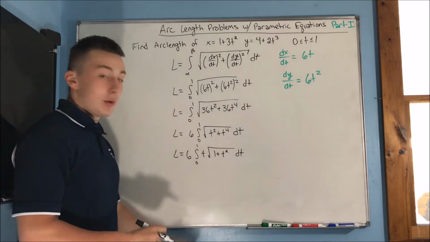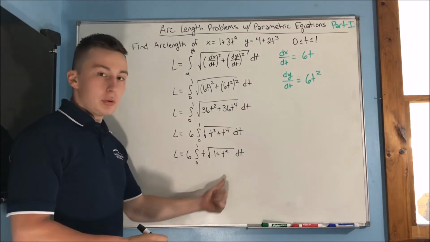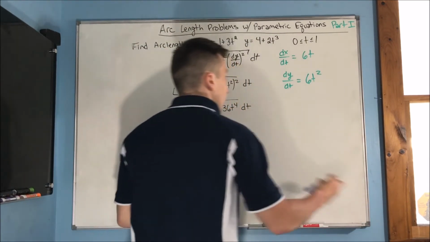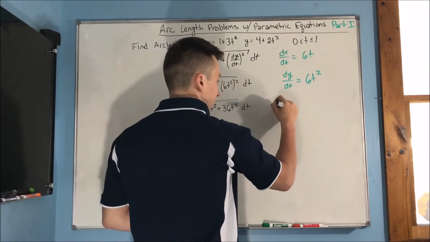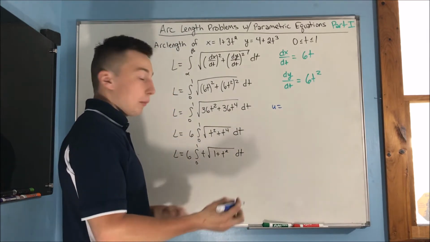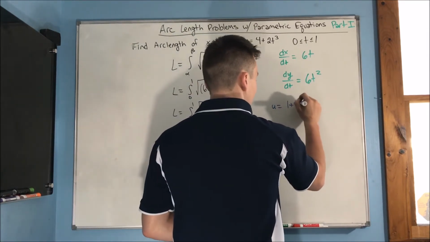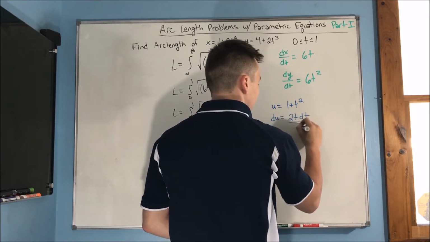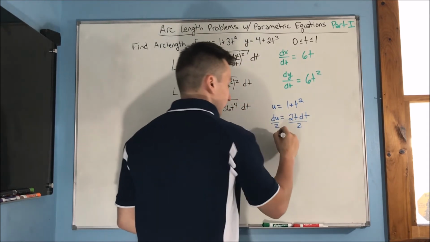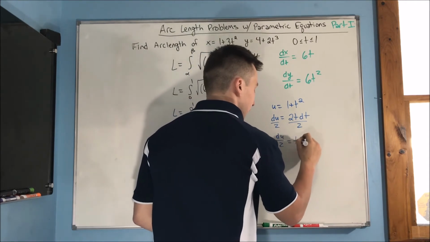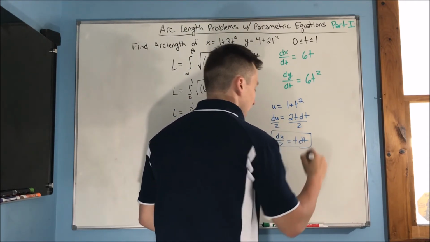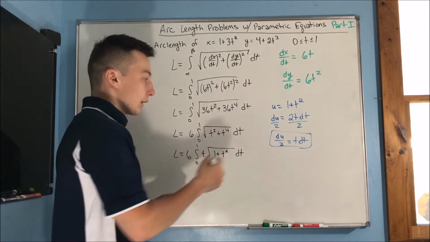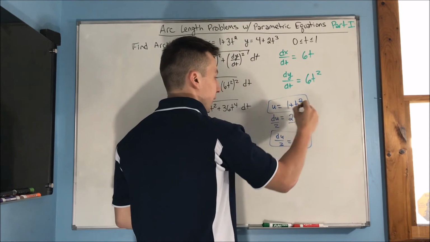Alright, cool. Now what do I need to do? Well, this is just a simple u substitution, right? So let's do a u substitution. We get that u is going to be equal to 1 plus t squared, and du is equal to 2t dt. We can divide by 2 on both sides if you'd like to get du over 2 equals t dt. Alright, so we're substituting with that and we're substituting with this.